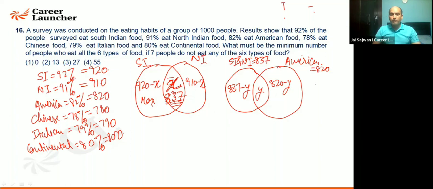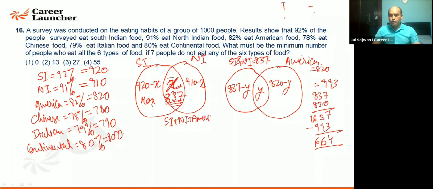The summation of this should be equal to 993 again. So I'll say 837 plus 820 is 1657, minus 993 gives 664. So 664 people have South Indian plus North Indian plus American food. So Y comes out to be 664. The people who have all these 3 types of food are 664 here.